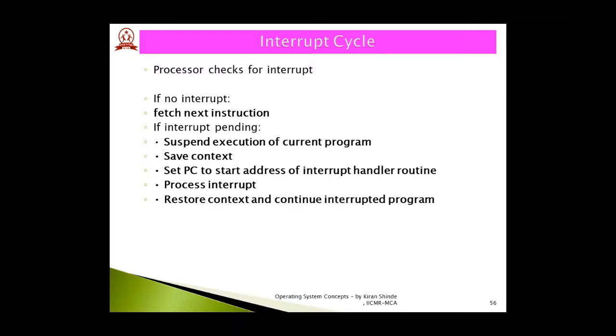Set PC, that is program counter, to the start address of the interrupt handler routine by checking the IVT, that is your interrupt vector table, process the interrupt, and restore the context and continue the interrupted program. So these are the typical phases, or I can say these are the typical steps through which the processor has to go when there is an interrupt.